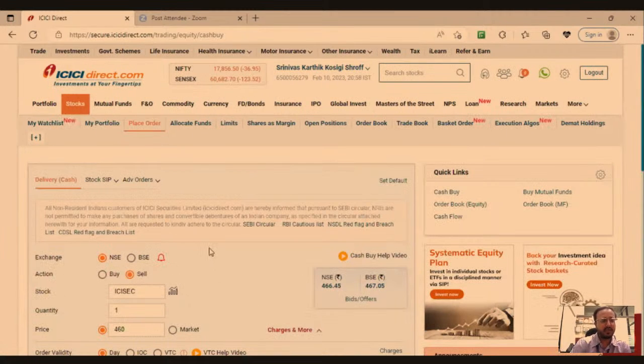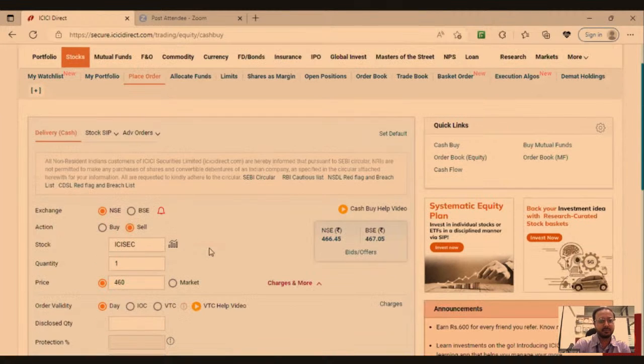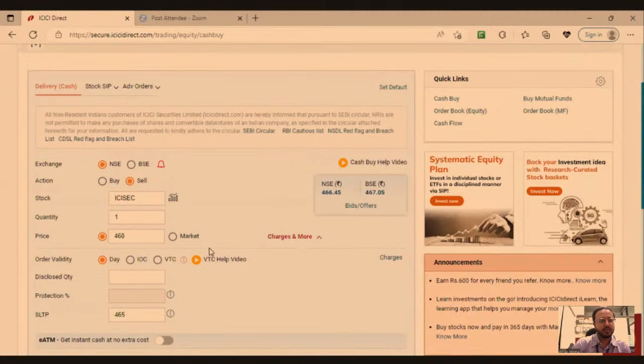If by chance this price opens beyond 460, let's say it opens at 459, my order will automatically be cancelled, because I am not willing to sell it for less than 460 rupees.